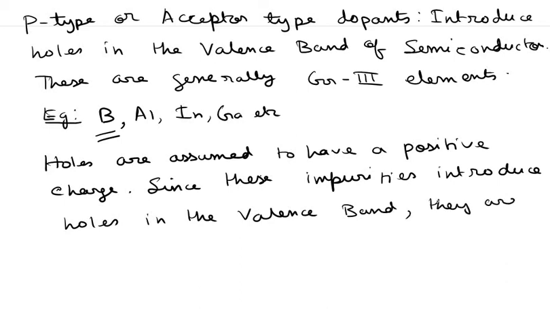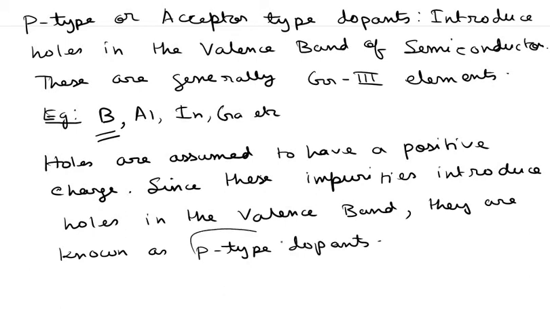They are known as p-type dopants. P for basically positive, actually positive charge. So I repeat again that initially the valence band was completely filled, everything is neutral.